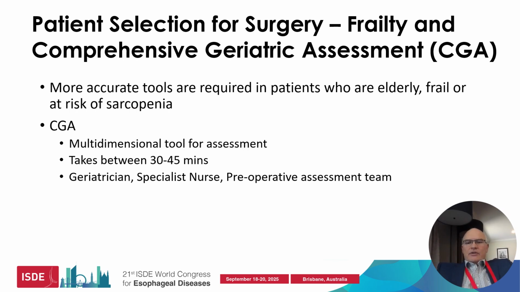And that's why it's really good to get your geriatricians or preoperative assessment team to look at frailty and comprehensive geriatric review. And it's really important to do this in patients who are elderly or frail at risk of sarcopenia. A CGA is effectively a multidimensional assessment. It normally takes between 30 to 45 minutes and can be undertaken either by a geriatrician, a specialist nurse, or a preoperative assessment team.